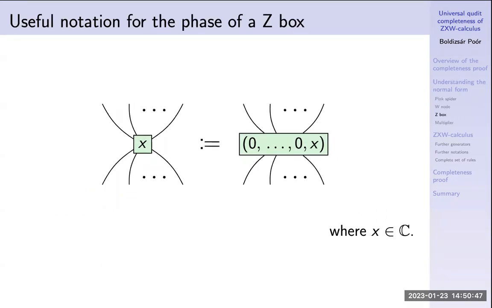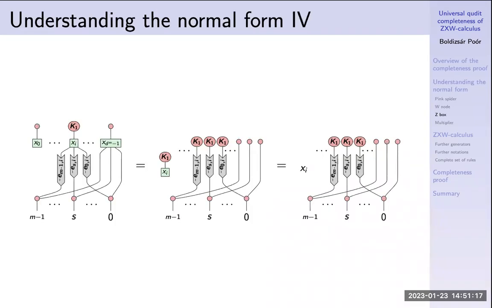And lastly, one thing that's super useful or makes our life quite easy is this nice notation for the phase of the Z box. So when we represent the phase with a single complex number, we mean that the very last element of this vector is actually that particular number, so x in this case, and everything else is 0. And if we look at the normal form, we actually do use this notation here as well. So these things mean that the last component of that vector is actually the numbers that you can see there.